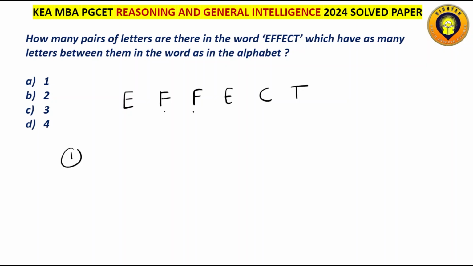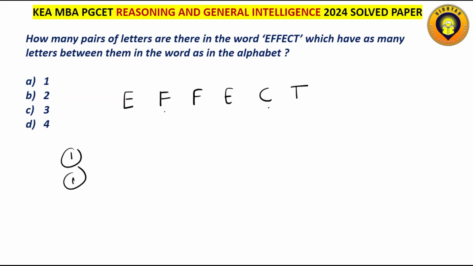Now go to the next letter. F, G, H, I, not satisfying anywhere. F, G, H, again not satisfying. Then E, F, G, not satisfying. E, F. So again one more pair you got, right? G, H, no, not here.